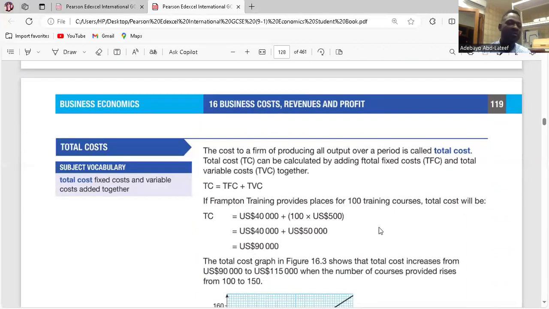Then we have the total cost. For total cost, it is fixed cost plus variable cost, TC equals FC plus VC. Clear? You can call it VC, you can call it TVC, you can call it FC, you can call it TFC. They are the same. So the cost of a firm producing all output over a period is called total cost. We talked about that already. So they could ask you in the exams, what is total cost? You can simply say FC plus VC. You're going to get your full mark. Clear?